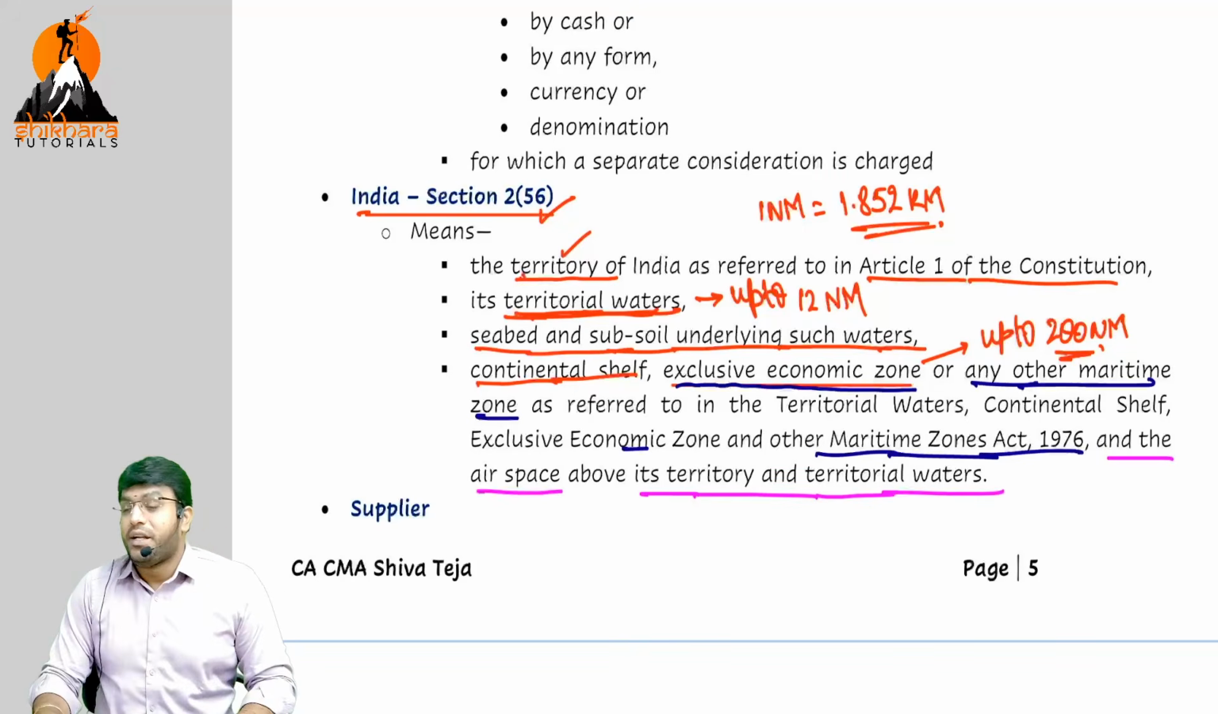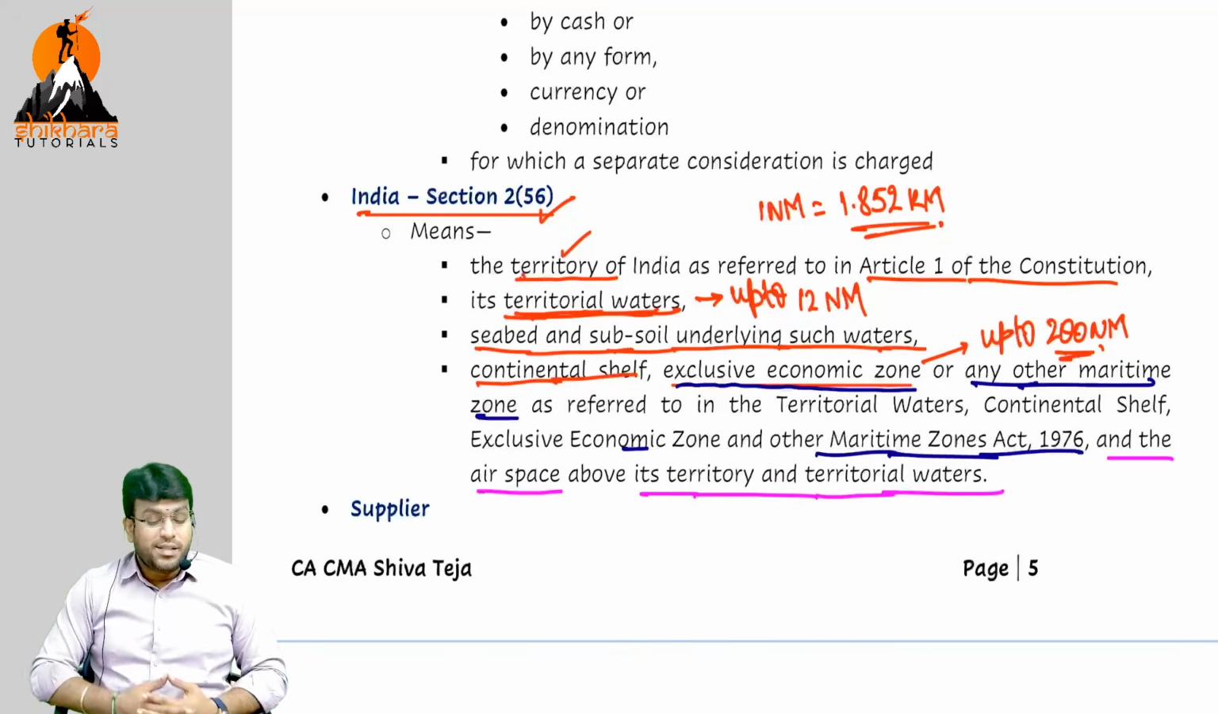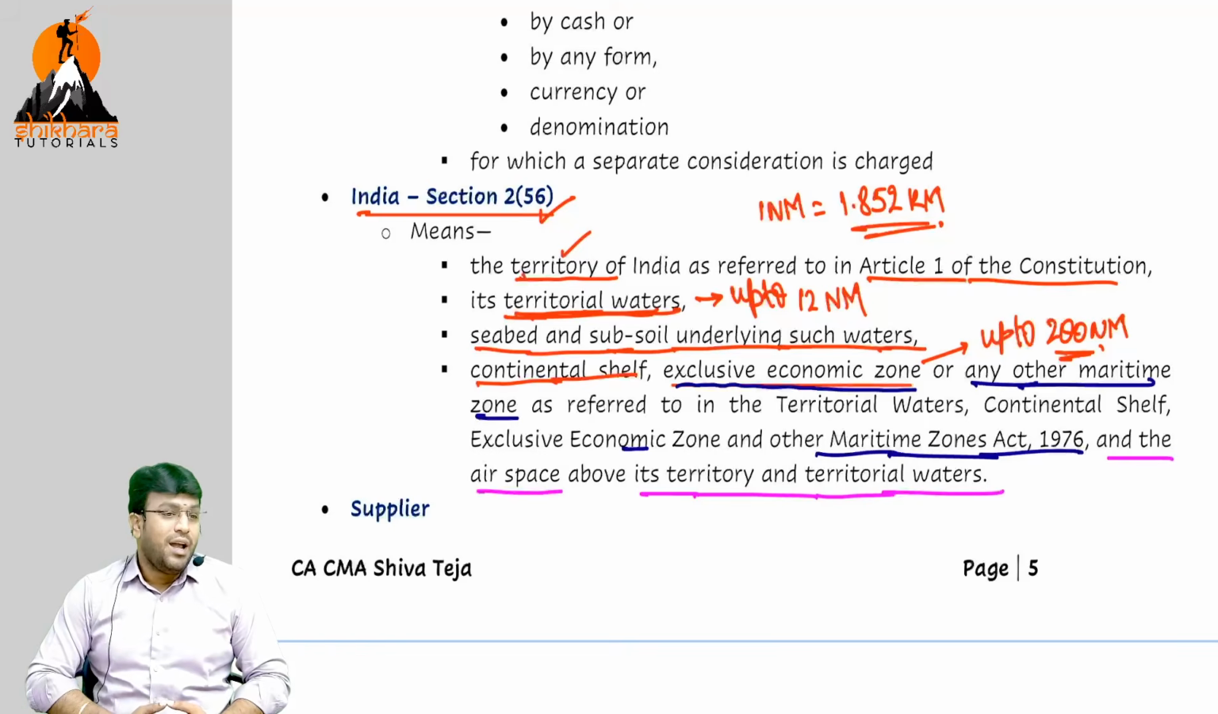Territory and territorial water. This is covered in the definition of it. And the same thing is there in income tax also. The section number is different, the concept is the same. Are we clear with this?